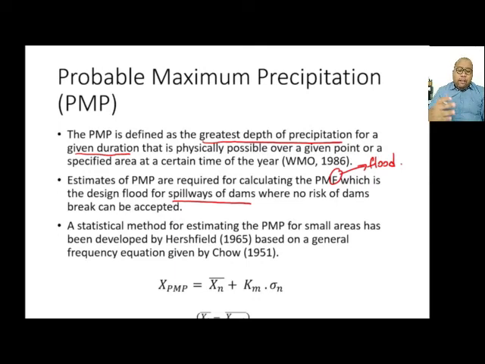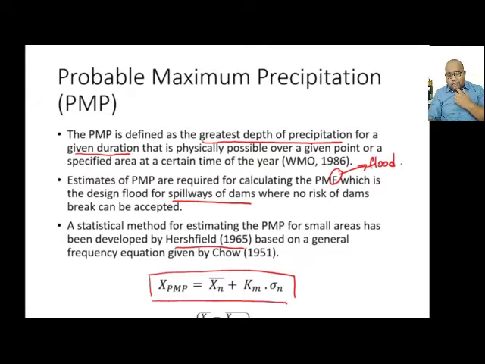For a small area, basically we can estimate the PMP using the Hershfield method, which was published in 1965. You can use this formula.